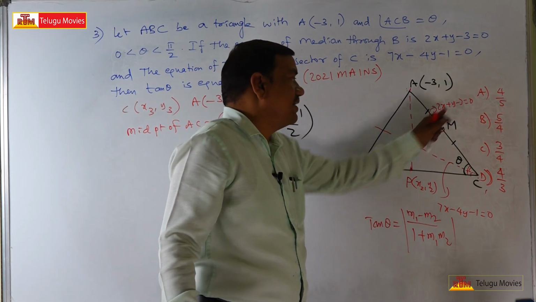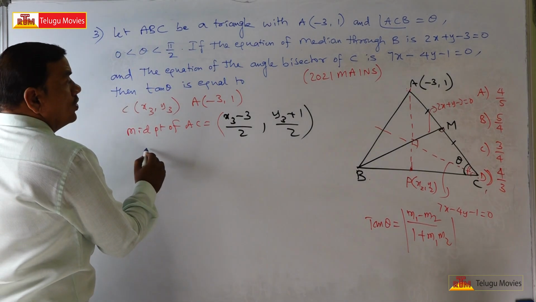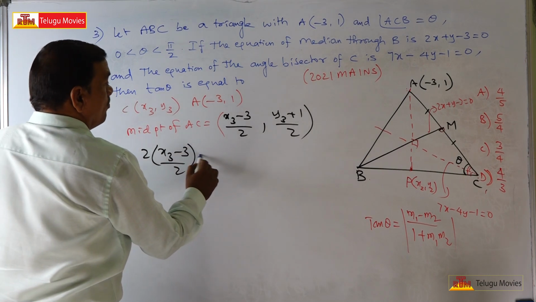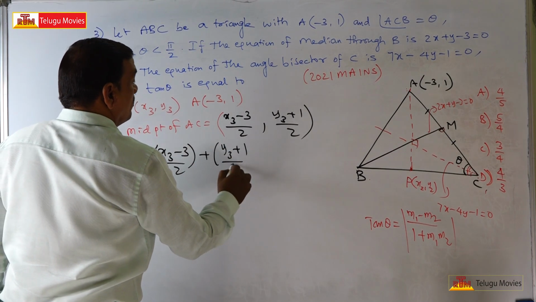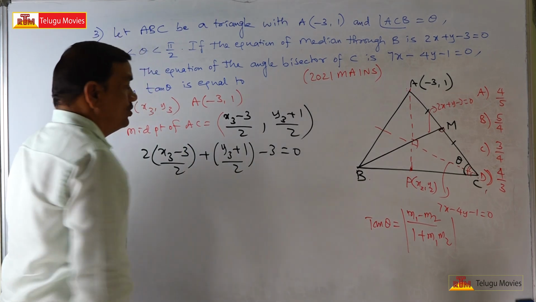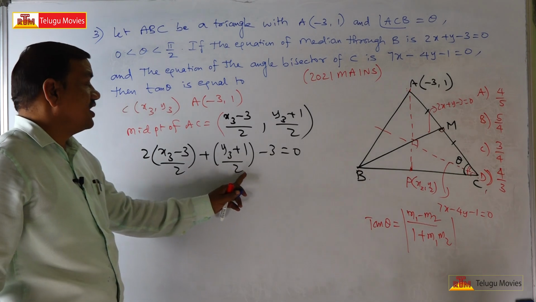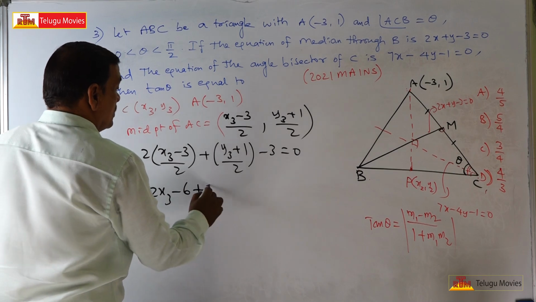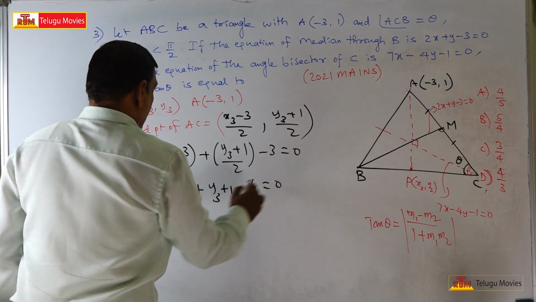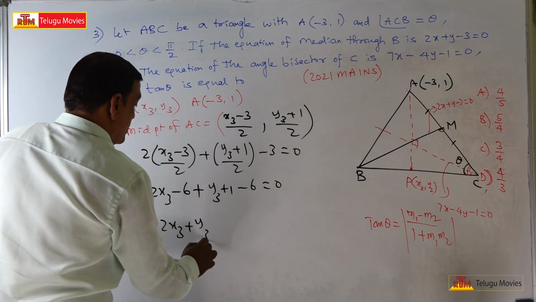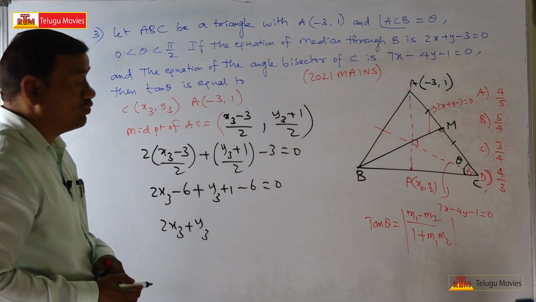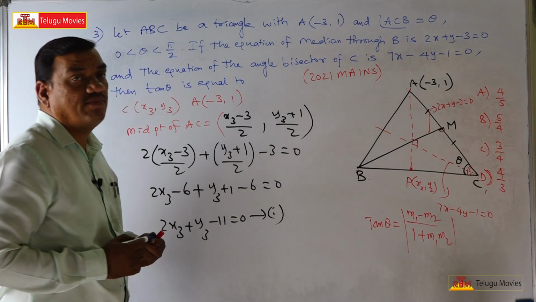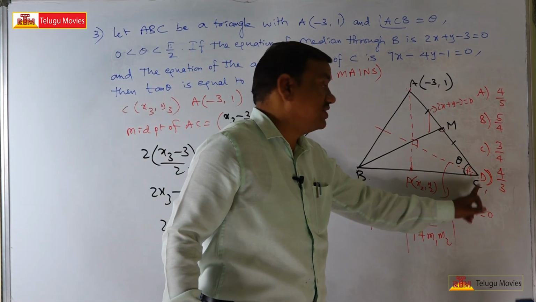The equation of BM is that. So 2 into (x3 minus 3)/2 plus (y3 plus 1)/2 minus 3 is equal to 0. Okay now, here 2 is there, here also 2 is there. You multiply with 2. So this is 2x3 minus 6 plus y3 plus 1 minus 6 is equal to 0. So this is 2x3 plus y3 minus 11 is equal to 0. Call it the first equation. My aim is to find the coordinates of C.